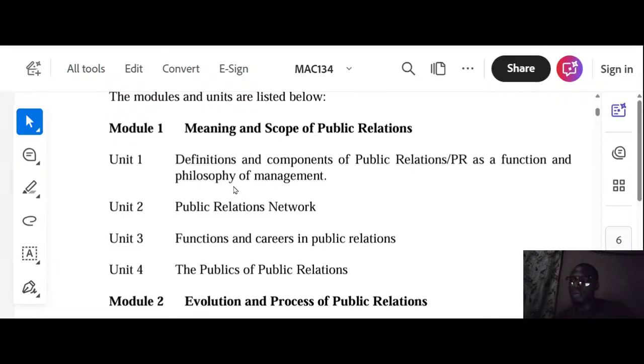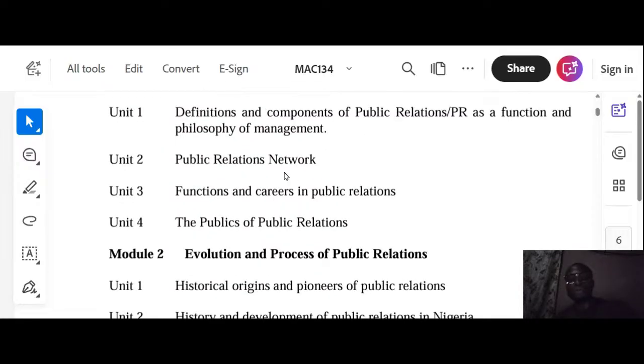Okoro Chamerian, you are welcome. Good evening. So in this course, we'll start with module one, where we will talk about the meaning and scope of public relations. What does it mean? Who are those that practice it? How can I qualify to be a public relation officer? Under that module, we will learn it under some units. The first one is definitions and components of public relations, also referred to as PR, as a function and philosophy of management.